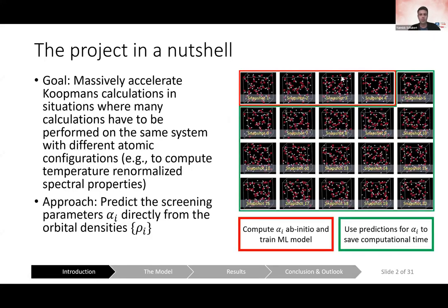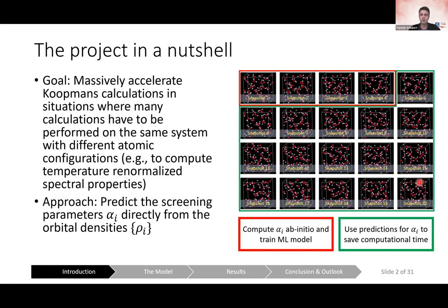So in a nutshell, our project was about accelerating Koopmans calculations in situations where we have to perform many Koopmans calculations on the same system, but with different atomic configurations. This is, for example, necessary if you want to compute temperature renormalized spectral properties. The approach that we took was to predict the screening parameters directly from the orbital densities instead of computing them ab initio.